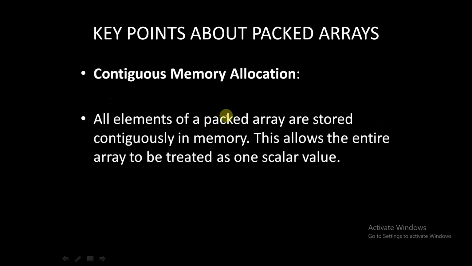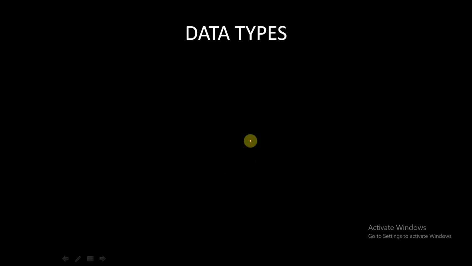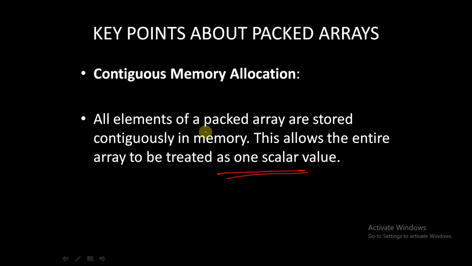Next, the key point about packed arrays is the contiguous memory location. All the elements of a packed array are stored contiguously in the memory. This allows the entire array to be treated as one scalar value. Let's see the representation of a packed array, and how to declare one.